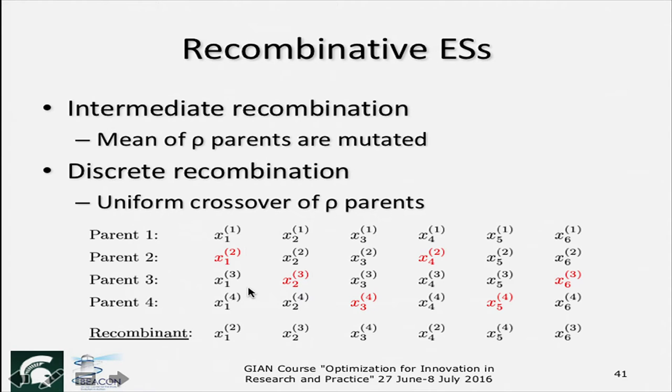That's called discrete. It's more or less like the uniform crossover that we have. Now, in the intermediate, it's just the mean. I'm going to take the mean of all these, and that will be here. Mean of all these, that will be here. So basically, you take 4 parents, you go to the centroid of those, that's your recombinant, and then you perturb that with a mutation. Is that clear? So that's the recombination effect in evolution strategy.